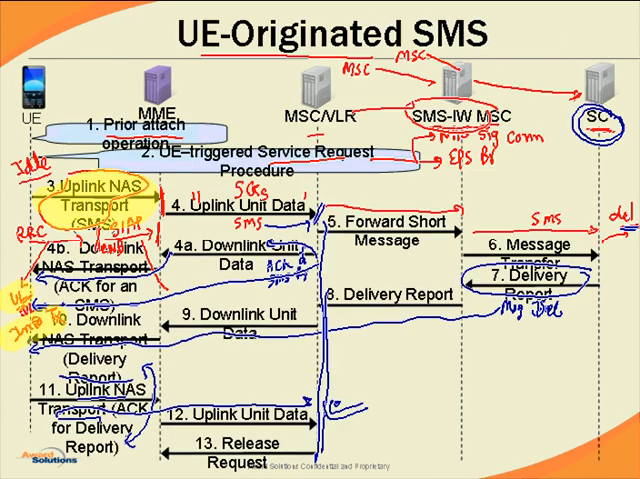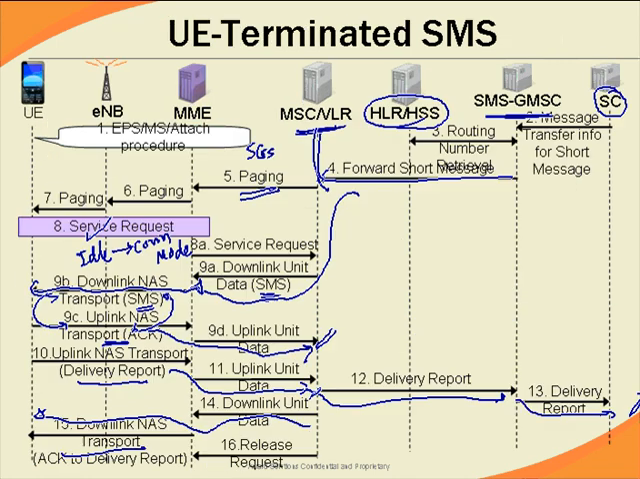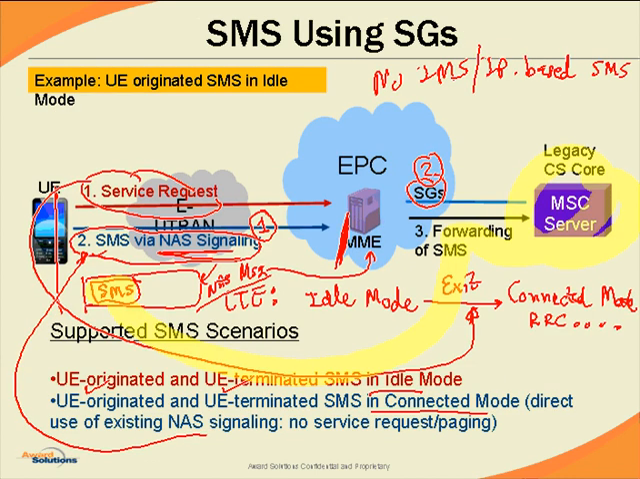So as an example, we can directly go to this kind of step, downlink NAS transport or uplink NAS transport. Downlink, uplink NAS transport to take care of the SMS. The service request procedure and paging, we use that here, is a very important point, only to exit idle mode and enter connected mode.